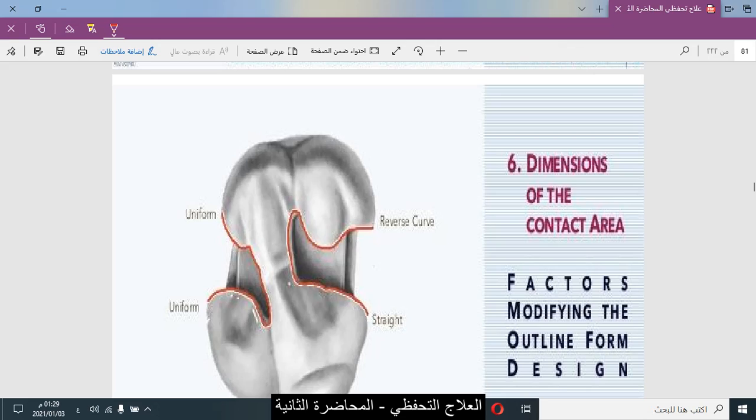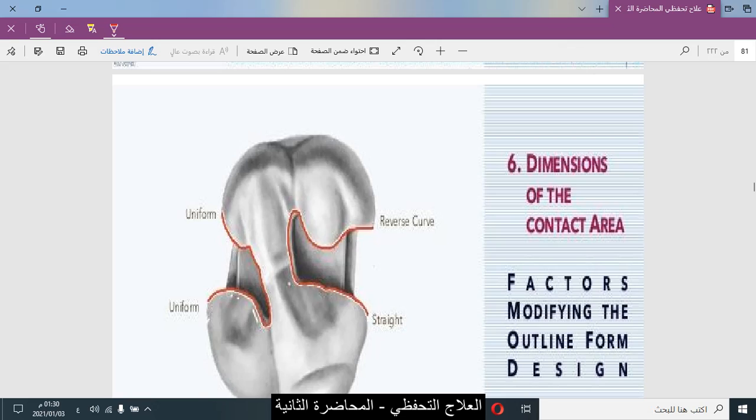This is the reverse curve from the buccal, and the straight curve from the lingual. To reach the self-cleansing area. This is the aim of the reverse curve: to put the restoration into the self-cleansing area, from the buccal and from the lingual. It is uniform here if the contact is wide; if the contact is narrow, it will be uniform here. If the contact is wide, we have to do a reverse curve to carry the restoration to the self-cleansing area.